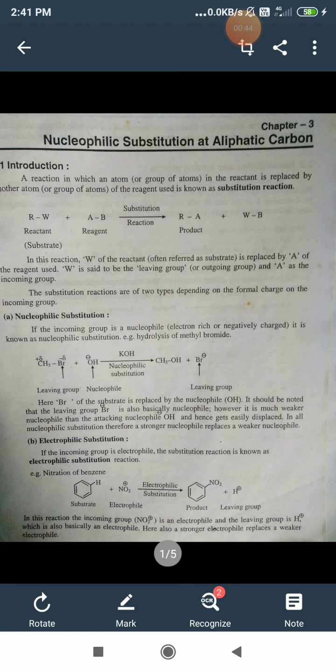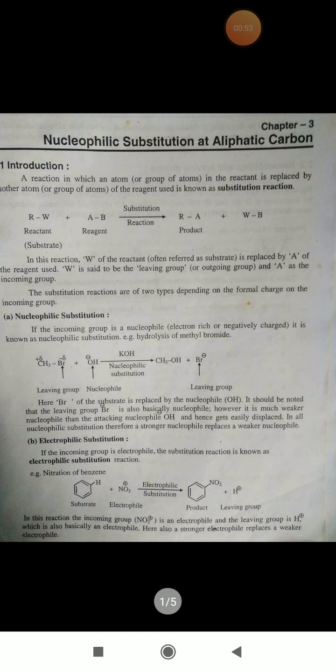For example, the reactant RW plus reagent AB, in a substitution reaction, gives RA as a product plus WB. In this reaction, W of the reactant is replaced by the A of the reagent used. W is said to be the leaving group, or it is also called an outgoing group. This group leaves from the reactant or substrate, and A is the incoming group.